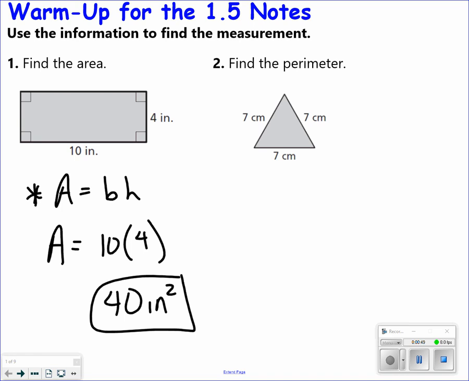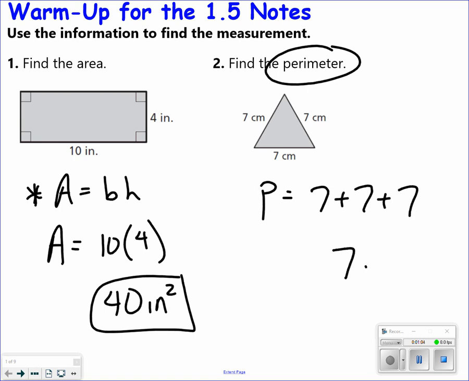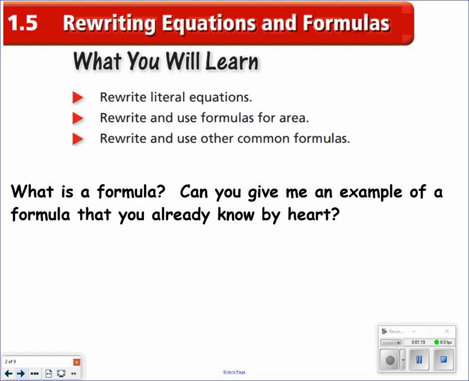The next one is the word perimeter. Perimeter is distance around an object. So in this case, the perimeter of this particular figure would be 7 plus 7 plus 7, or 21 centimeters. So again, area is inside of a particular figure, and usually we have formulas for that. Perimeter is merely adding up all the sides around a figure. So now, next page talks about formulas.